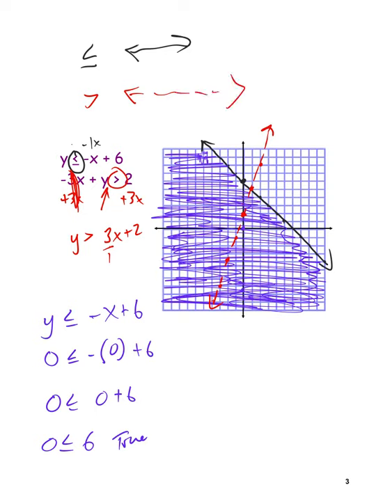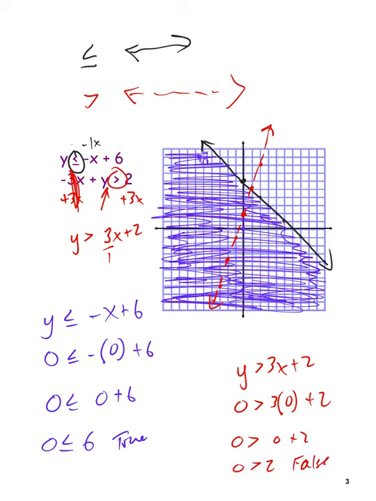And now I have to figure out what side I'm on. So it doesn't go through the point 0, 0, so I can check 0, 0 again. So I have y is greater than 3x plus 2. I'm going to put in 0 for y and 0 for x. And I get 0 plus 2. So is 0 greater than 2? No, it is not. That's false. So that means I'm not going to shade on the side of the line that 0, 0 is on. I will shade on the other side.